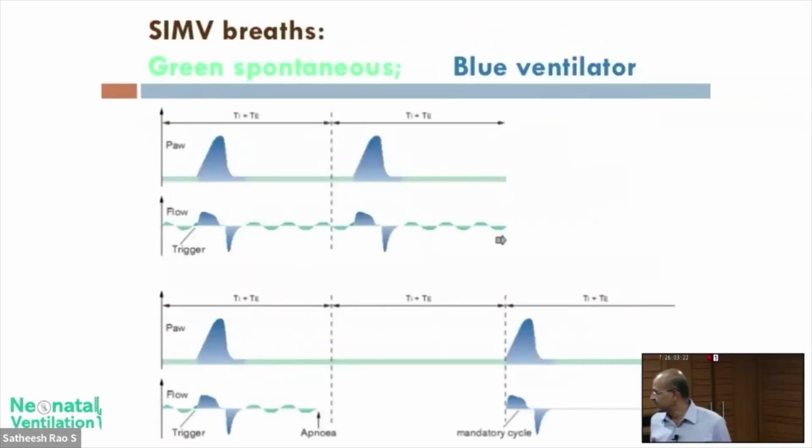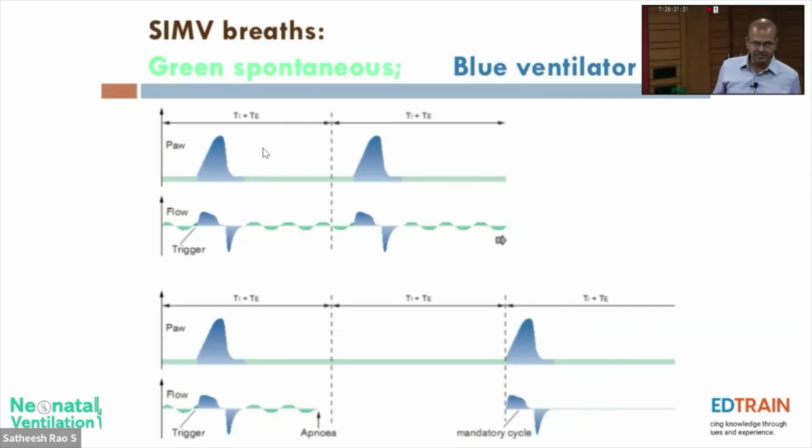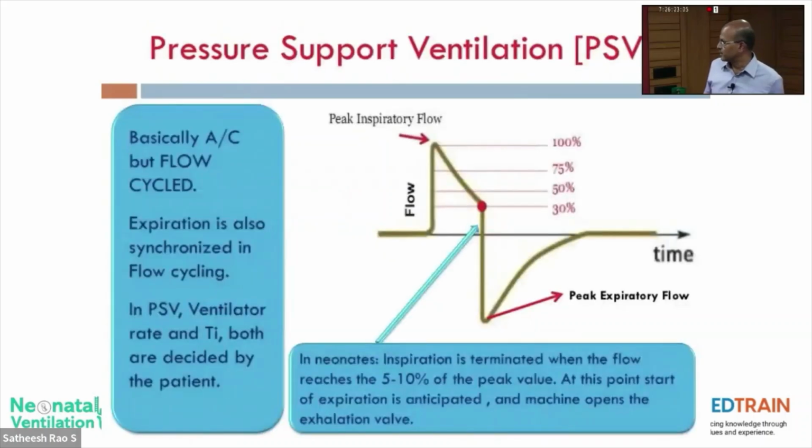So this is the diagrammatic illustration. You have the ventilator breath coming in synchrony with the baby's breath, then it's waiting, and the second breath is coming according to that. But in between, the baby's breath is not supported by the machine, so you're not getting the ventilator pressure. So that's the difference between SIMV and SIPPV.